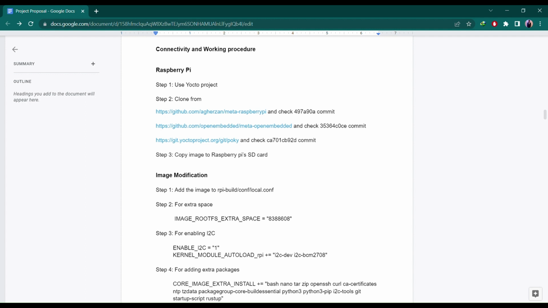Then in step 2, we have to clone some files into our Raspberry Pi. Then we have to copy the image to the SD card, and then proceed to the image modification.